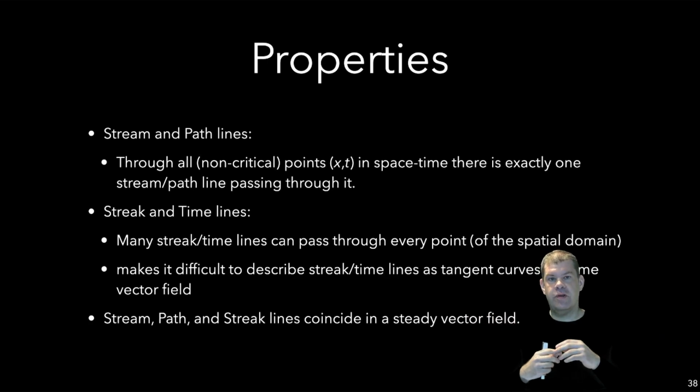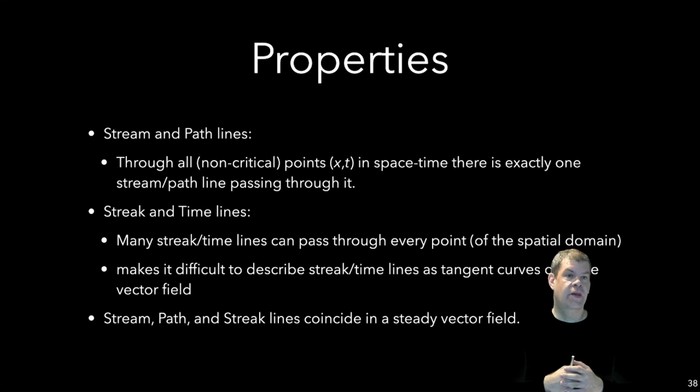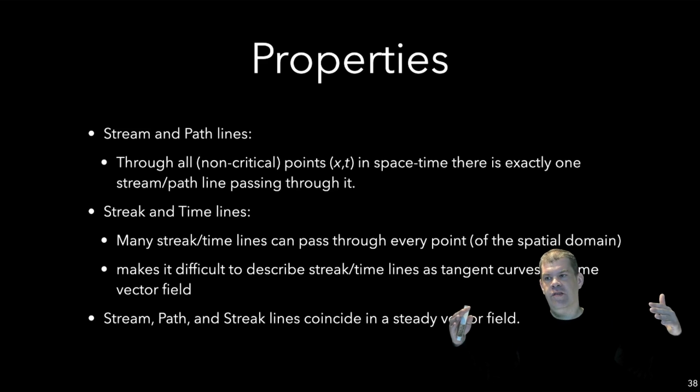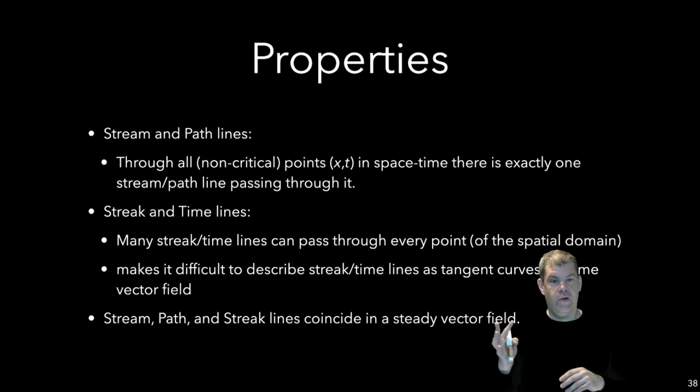Okay, what's a critical point? A critical point is like a source or a sink. That's a point where at least one of the vector field components becomes zero. That's what we call a source or sink. So if everything flows into a single point, that point is a singularity, and that behaves differently. But ignoring those points, so that's why I say non-critical points, okay?